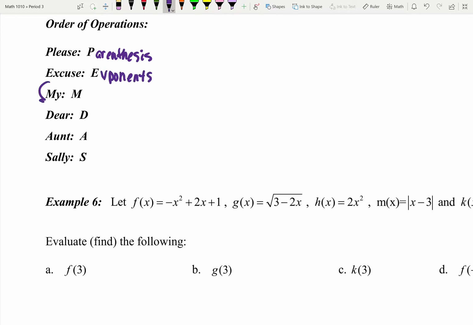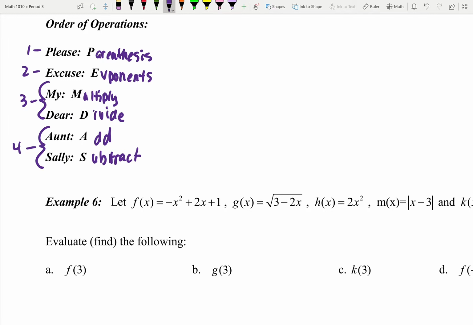Take the M and the D and hook them together, and take the A and the S and hook those together. So the M is multiply, the D is divide, the A is add, and the S is subtract. I hooked them together because we really only have 4 steps: 1, 2, 3, and 4. If you have multiply and divide in the same step, what do you do first? Multiply because it's listed first, or what do you do? Whatever comes first, go left. Yep, left to right. So go L to R, L to R.